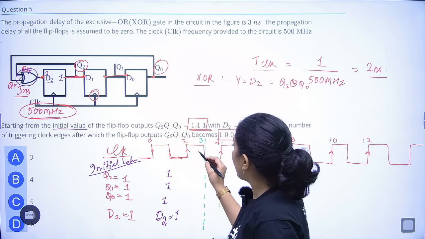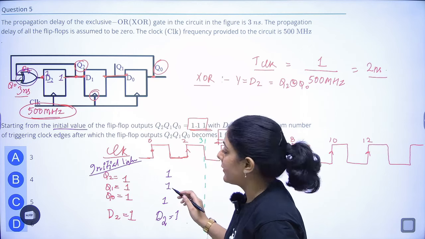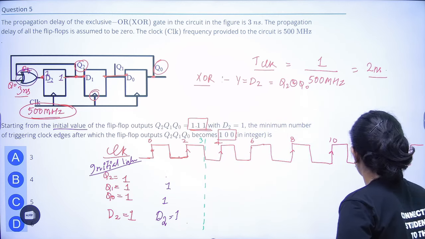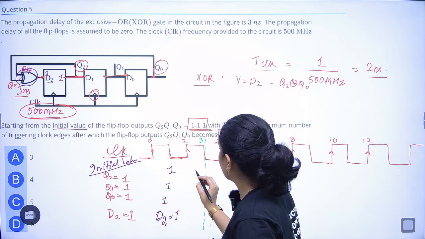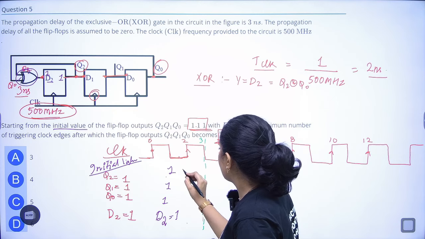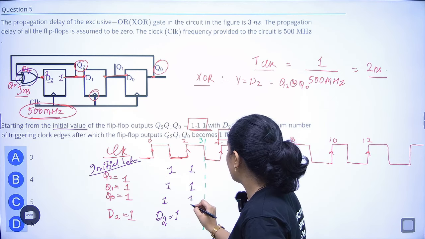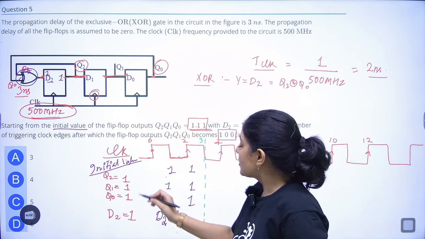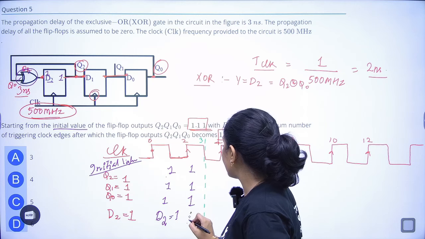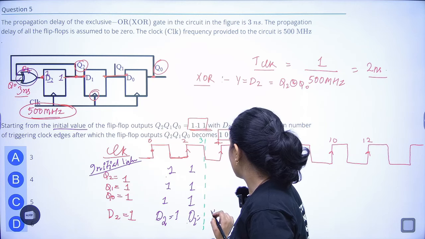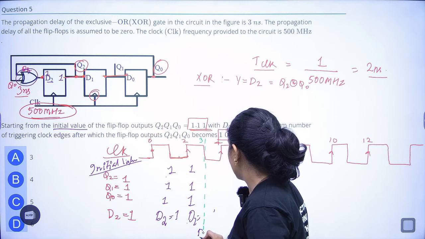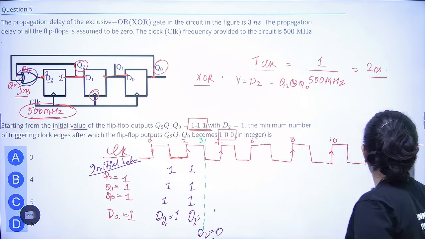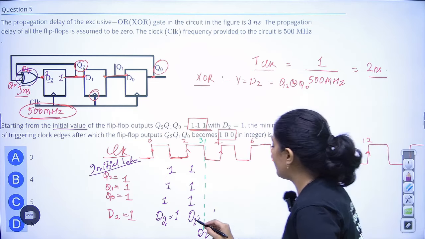Right. Now after this, what will happen? This will again shift itself, so its value will be 1, 1 and 1. Now after 3 nanoseconds, what will happen? The XOR will give the output, so D2 will become 0 at 3 nanoseconds. When D2 becomes 0, it will give output again.